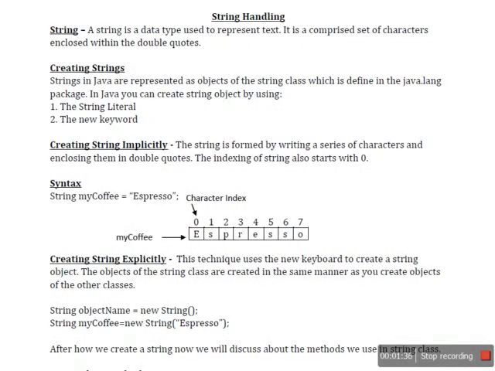Now the next question that comes to mind is, how will we create strings? There are two methods to create a string. First is through the string literal, which is the implicitly used method to define or create a string. So how will you do it? First you will define the data type. So your data type is string, followed by your string name, and whatever string you would like to store in your string variable will be enclosed in double inverted commas.